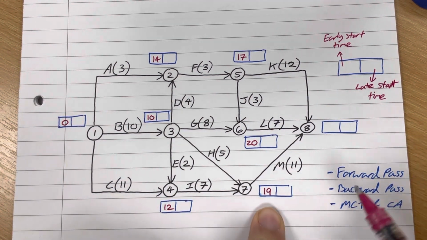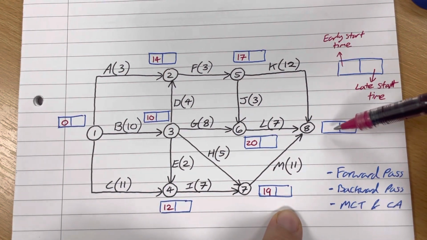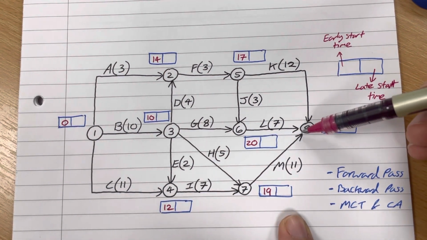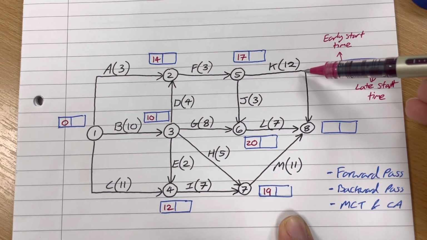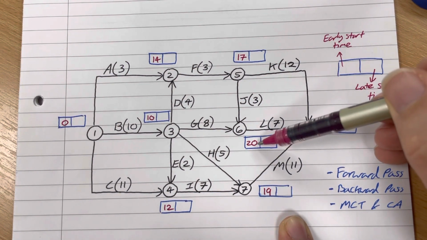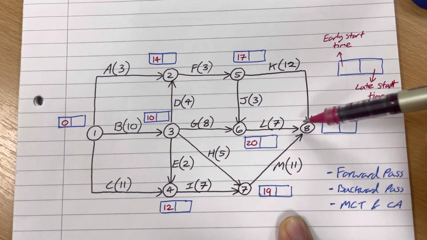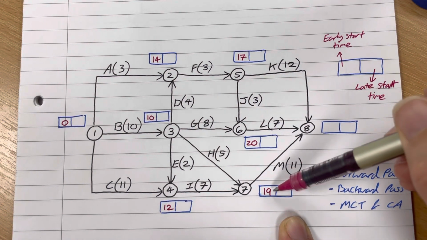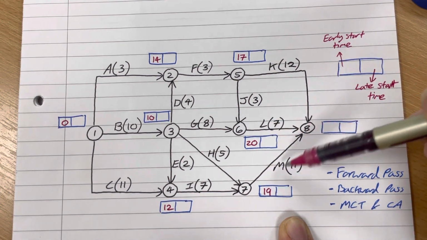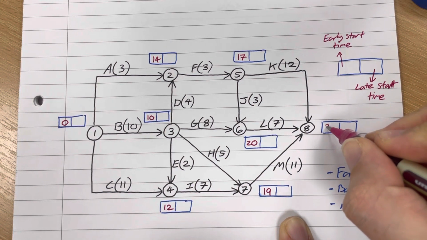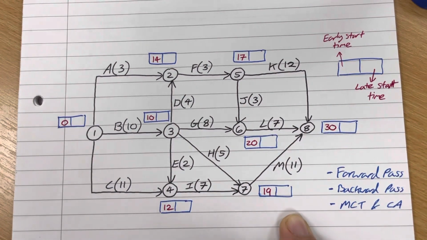Okay, and finally, we've got this node here. This one's got three inputs into it, so we need to check all three. 17 plus 12 is 29. 20 plus 7 is 27, and 19 plus 11 is 30. So out of those three numbers, I've got 29, 27 and 30. My biggest is 30. So that is the number that goes in there. Okay, that's the forward pass complete.